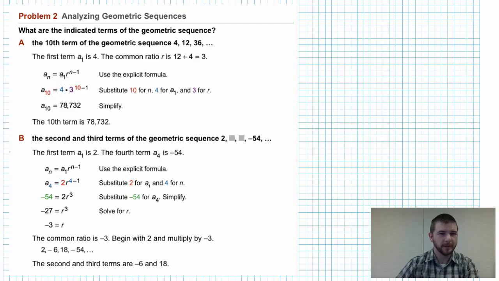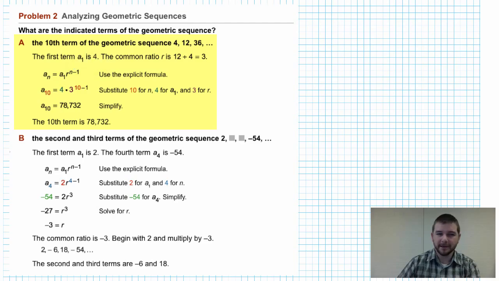Example problem 2, analyzing geometric sequences. What are the indicated terms of the geometric sequence? The 10th term of the geometric sequence 4, 12, 36, etc. Well, we know the first term, which we often call a sub 1, or the initial condition, is 4. The common ratio: 4 times 3 is 12, 12 times 3 is 36. The common ratio r is 12 divided by 4, which equals 3.